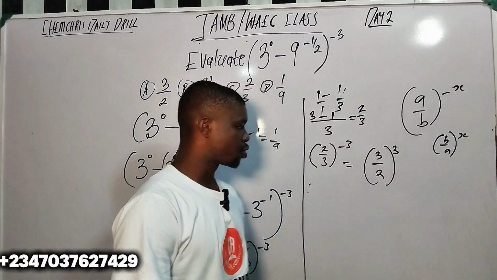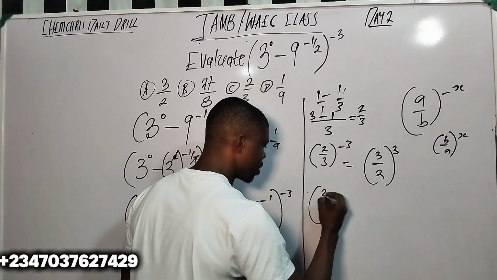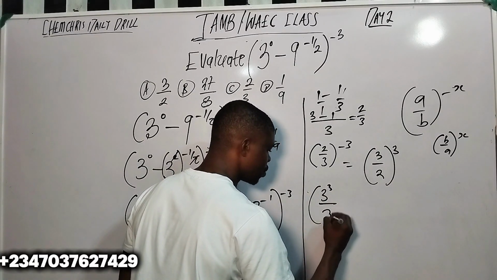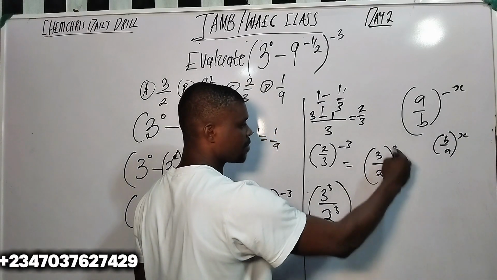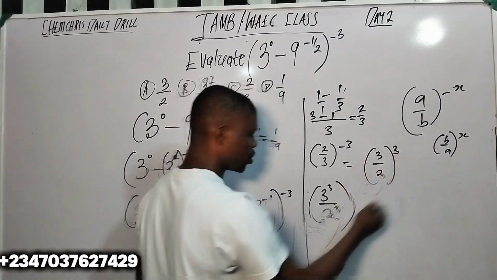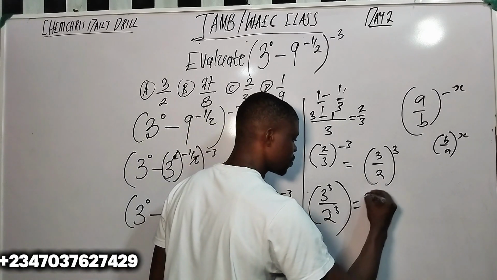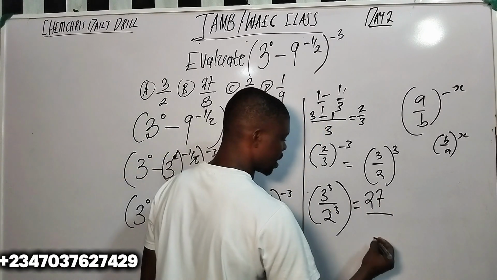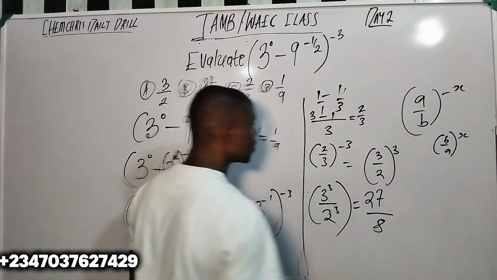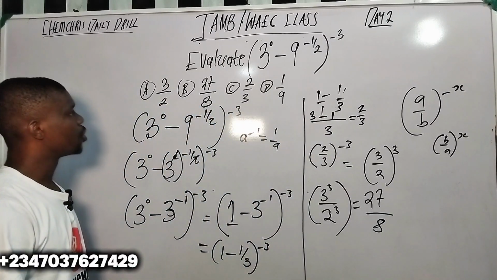So what I have left is that if I remove the bracket, I'll have 3 raised to 3 over 2 raised to 3. When you remove the bracket, remember this power will affect every single thing, right? So this is what I have. 3 times 3 times 3 is 27, over 2 times 2 times 2, which is 8, right? So the answer is 27 over 8.